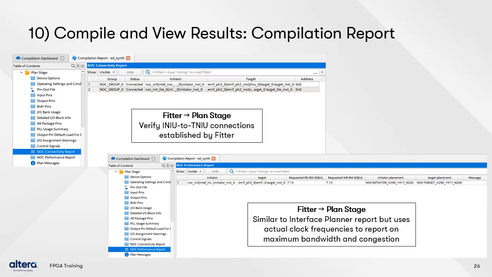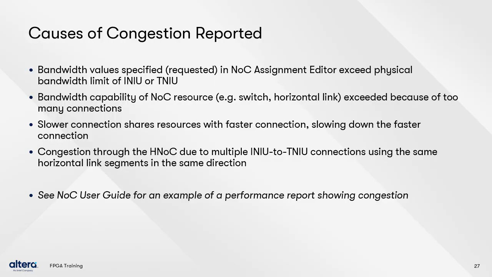The NoC performance report, also found in the plan stage folder, is similar to the performance report available in Interface Planner. However, this report uses actual clock frequencies to verify the NoC is meeting the performance requirements as opposed to the estimated frequencies used by Interface Planner. Like the Interface Planner performance report, the final performance report for the NoC will highlight connections in red that will not be able to meet the requested bandwidth requirements. It also includes the reasons why the connection cannot achieve the desired bandwidth.